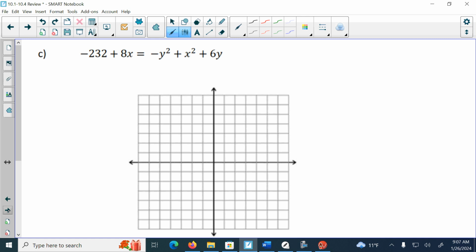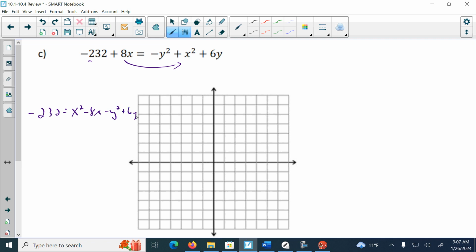All right, so this one, I'm going to do the same thing. I'm going to put my x's together, my y's together, and anything that doesn't have an x or y, I'm going to put on the other side by itself. It doesn't really matter what I do, but let's say I leave the negative, let's say I put this over here, but I put the x in front. So here we go. I'm going to do -232 is equal to x squared, because that's the one that's positive, minus 8x, because I just subtracted the other side, minus y squared plus 6y.